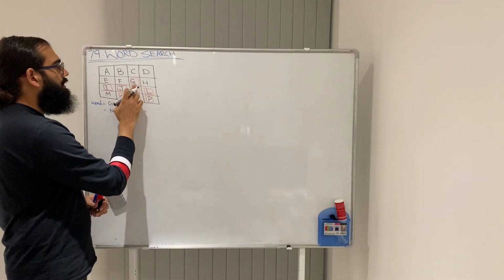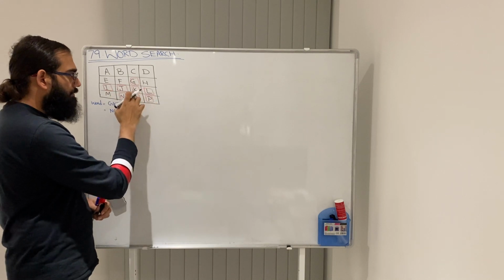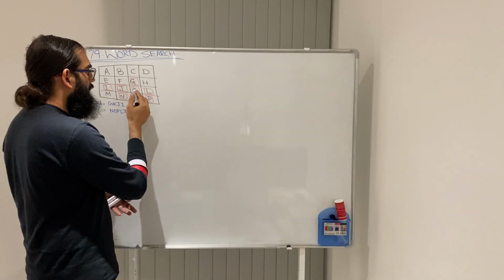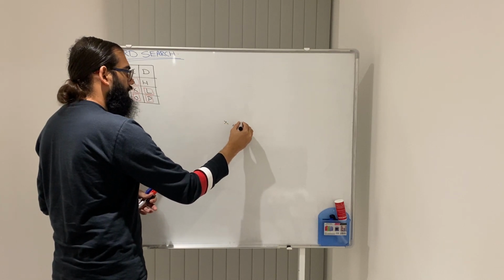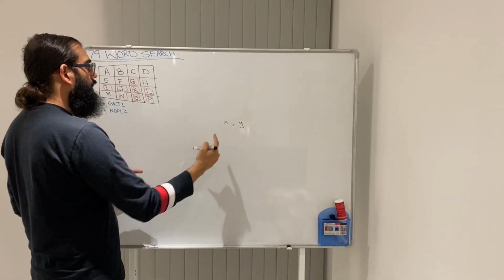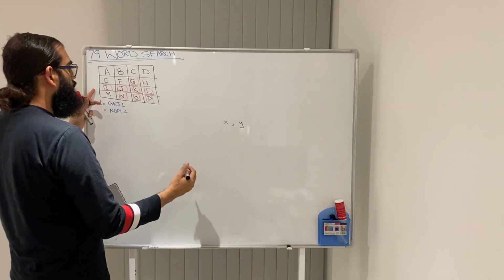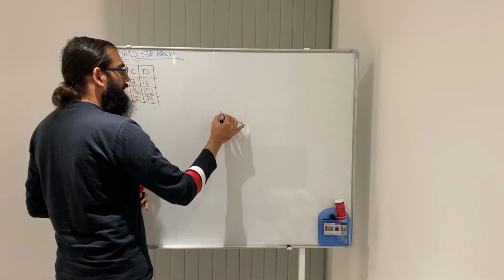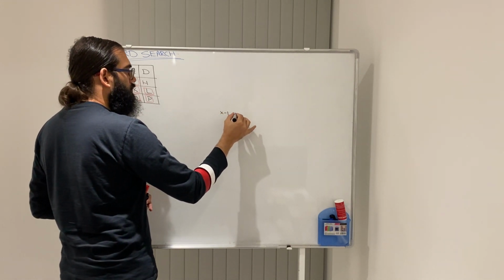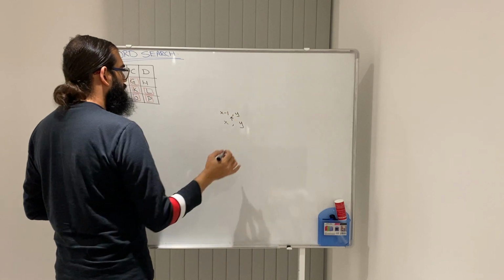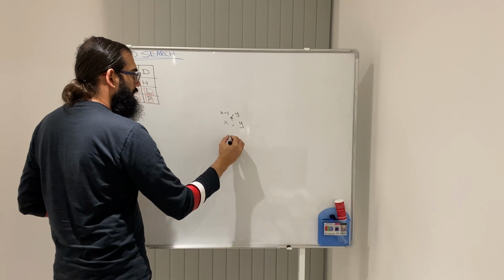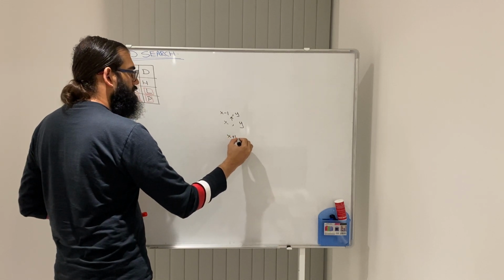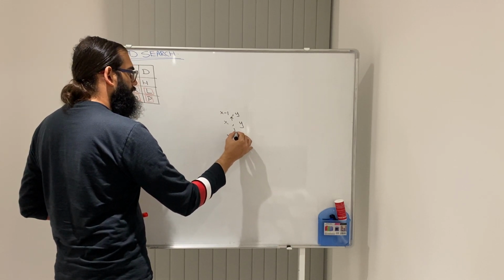I want to check above, left, right, and below. How we will do this: I will say this is x and y. So x, y. If I want to go up, I'm going to change x to x minus 1, y stays the same, which means I'm moving up. If I want to go down, it means the row is increasing: x plus 1, y is still the same.